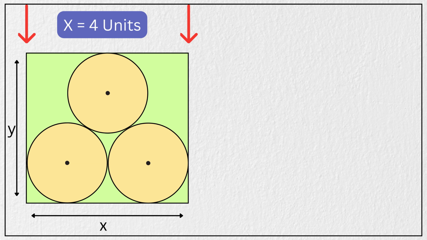Now focus on this vertical side, which we define as y. This line from bottom to the center of this circle represents the radius, so this must be 1 unit.